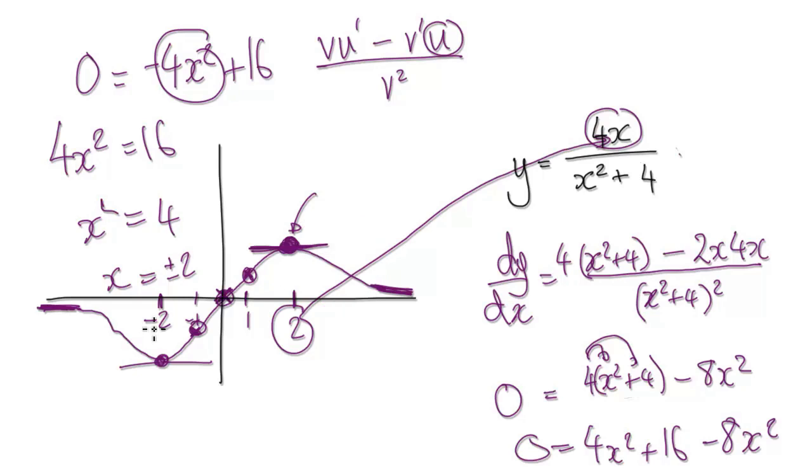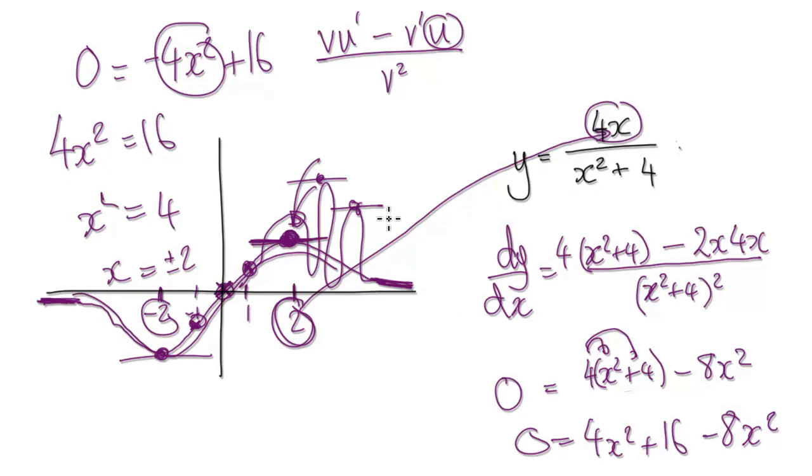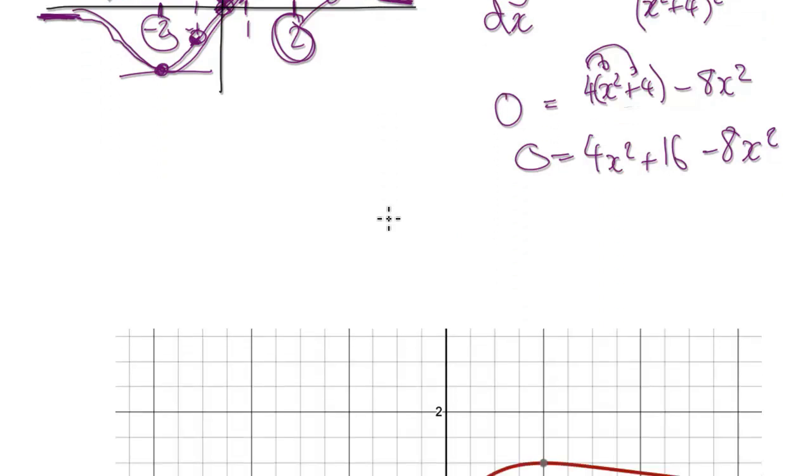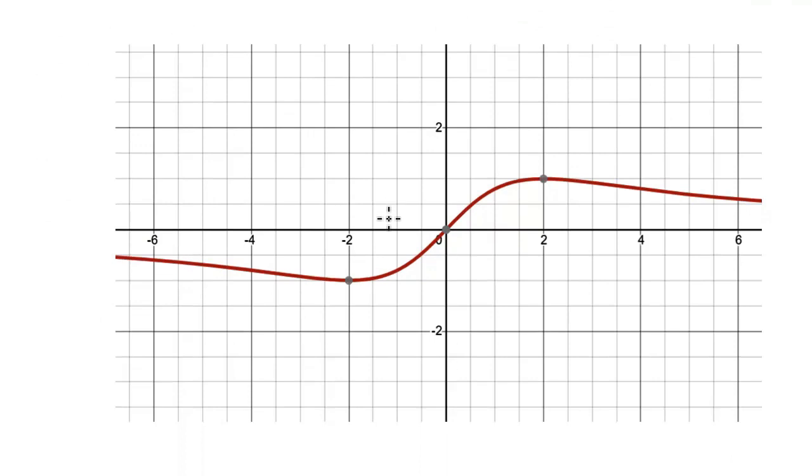So you know the graph will look like this. There are two turning points, at 2 and at negative 2, so we know it won't do this, because here you would have many points where the gradient would be 0. Anyway, your final graph will look like this, okay?